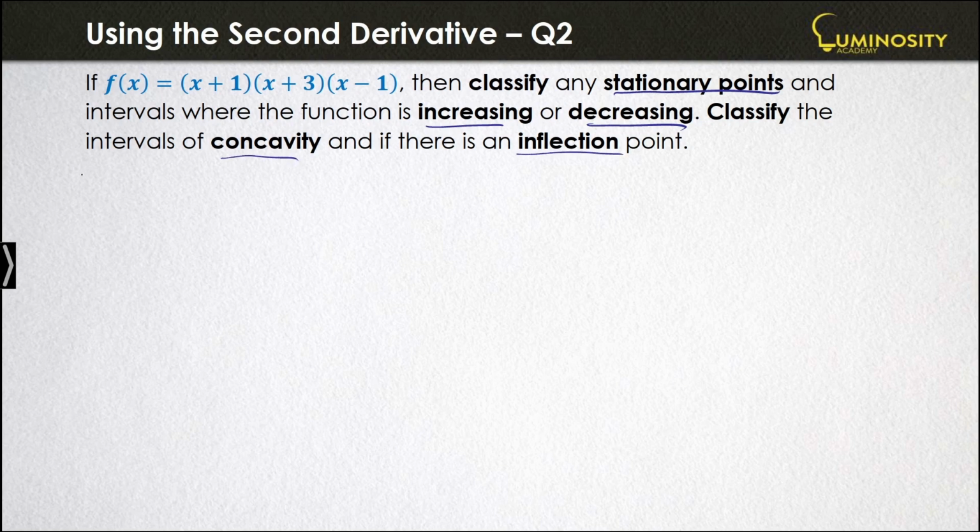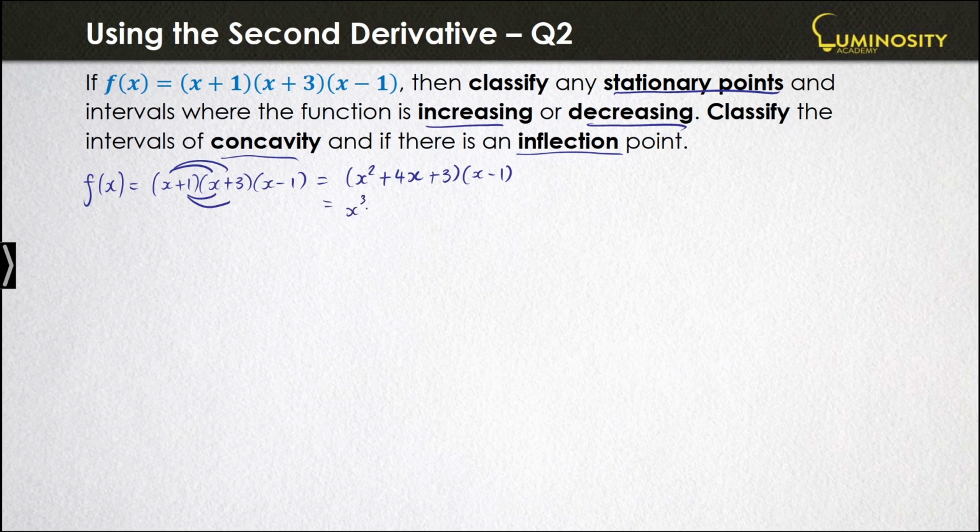Okay, so first of all, let's go ahead and expand this out. So I'm going to expand out the first two brackets and then expand it out with the last bracket. Okay, so let's expand that out. So what do we get? x squared, then we'll have a plus 3x and a plus 1x will give us a plus 4x. And then 3 times 1 is 3. Okay, and then that's all times (x minus 1). Okay, and then let's expand that out.